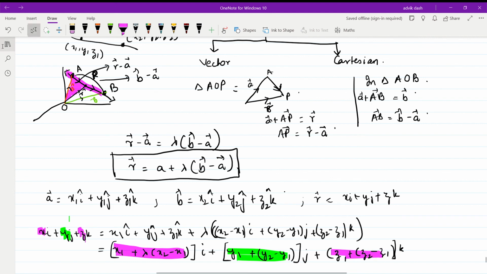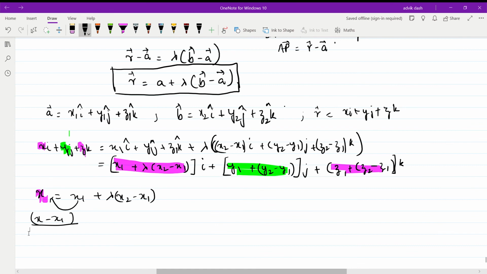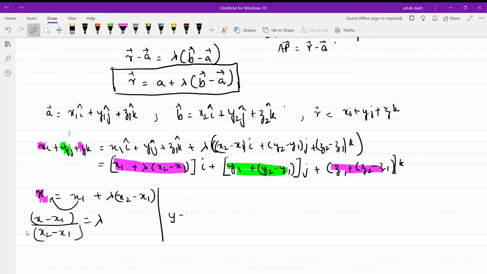So we'll put that. After matching, we get x is equal to x1 plus lambda times x2 minus x1. I bring this x1 from this side to that side: x minus x1 by x2 minus x1 is equal to lambda. Similarly, we will get y minus y1 by y2 minus y1 is equal to lambda, and z minus z1 by z2 minus z1 is equal to lambda.